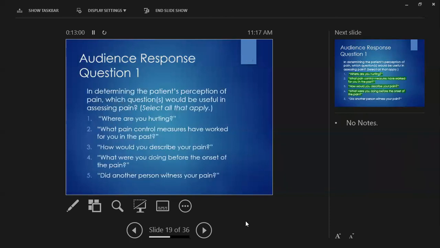Here's a question for you. In determining the patient's perception of pain, which question would be useful in assessing pain? And you do have a cheat sheet, so I will go ahead and tell you if that's okay. The questions we could ask them are: Where are you hurting? What pain control measures have worked for you in the past? How would you describe your pain? And what were you doing before the pain started?